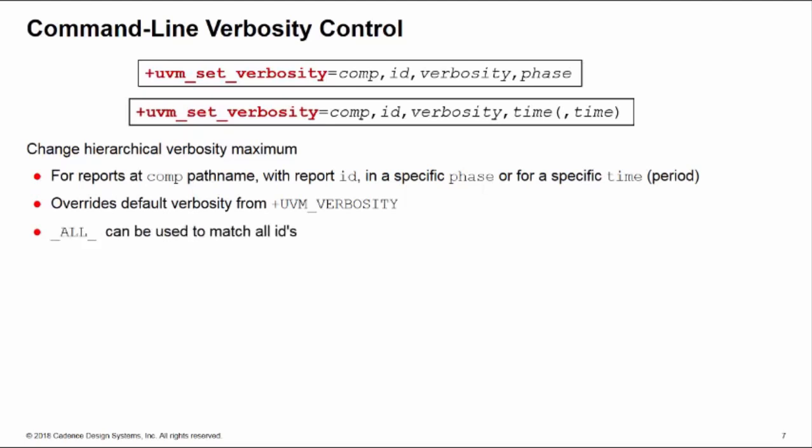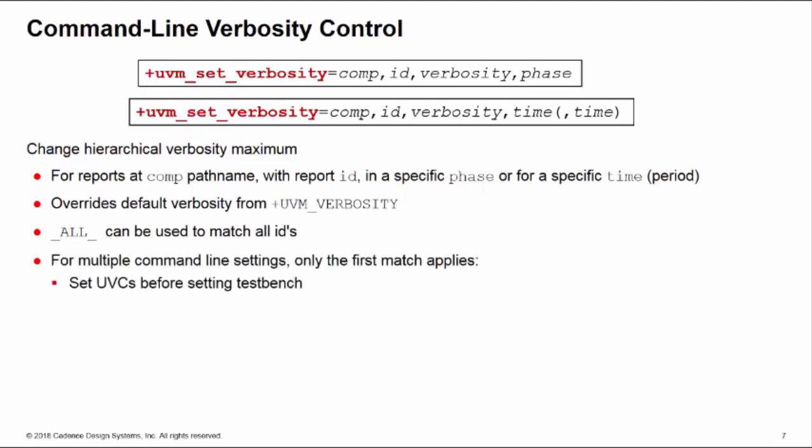Now for the ID argument, we can use the special string _ALL_, where the ALL is uppercase, and this can be used to apply the verbosity setting to all report IDs. Remember also, if you have multiple command line settings, only the first match applies. So you should set the lower levels of the hierarchy first, for example the UVCs, before you globally set their higher levels of hierarchy, such as test benches.